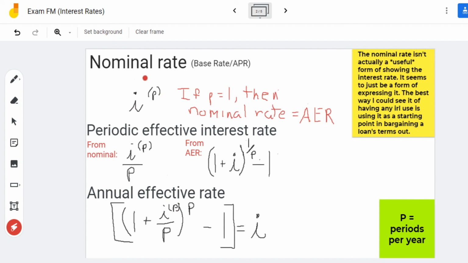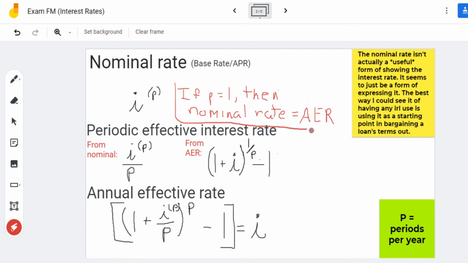The nominal rate can only exist, this is important, or rather it's only of use or can only be seen if you're paying in periods that aren't just annually, as in if you're paying quarterly, monthly, once every 6 years, any of those work, and you could find a nominal rate from that. Otherwise, the annual effective interest rate just equals the nominal rate, and there's no work to be done, so you're not going to see it on the FM.